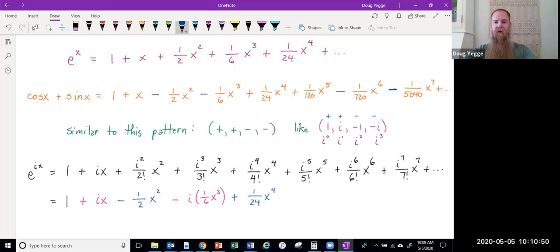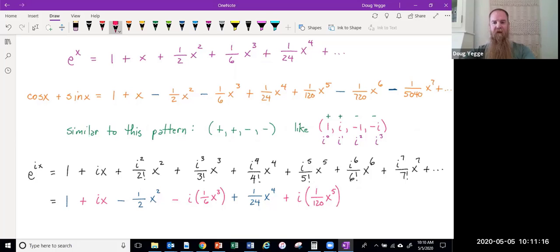But then over here, notice that i to the 5th just started over, right? i to the 4th is right here. i to the 5th is the same as i. So that must mean that I'm left with plus i times 1 over 5 factorial, which is 1 over 120, x to the 5th.